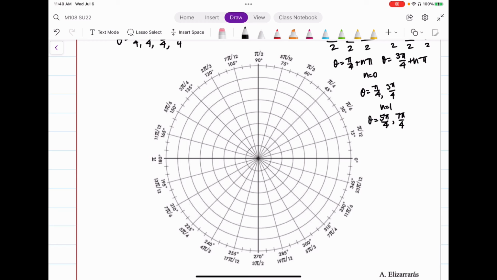Using all of the information that we have now to graph, remember that the maximum happens at 0 and pi. So at 0, I have a maximum of 5. 5 circles out. And at pi, 5 circles out. I've got my maximum value. Now the graph is at the pole when theta equals pi over 4, when theta equals 3 pi over 4, when theta equals 5 pi over 4, and when theta equals 7 pi over 4. So I'm going in at those values.